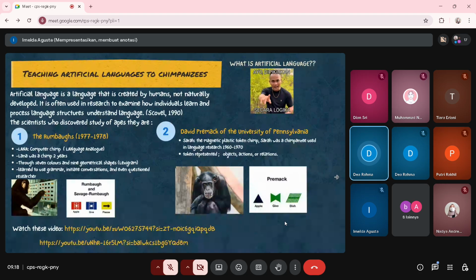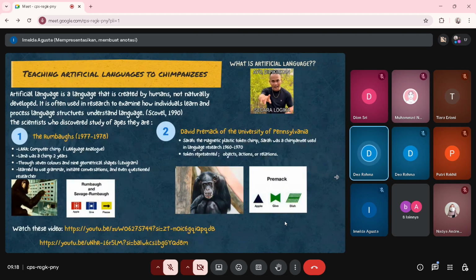So here there are the chimpanzees. They are named Lana, and the second is Sarah. First, the researcher Rumbaugh. Here, Lana was a 2-year-old chimp at the time. She learned language through seven colors and nine geometrical shapes, called lexigrams.